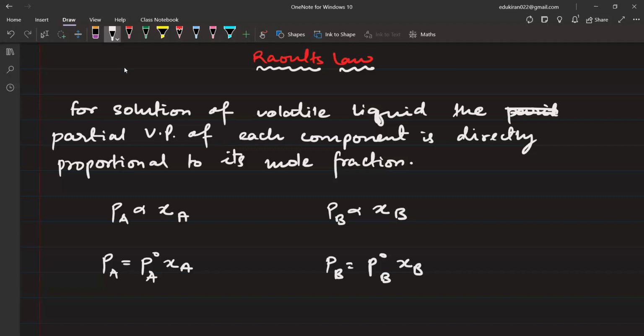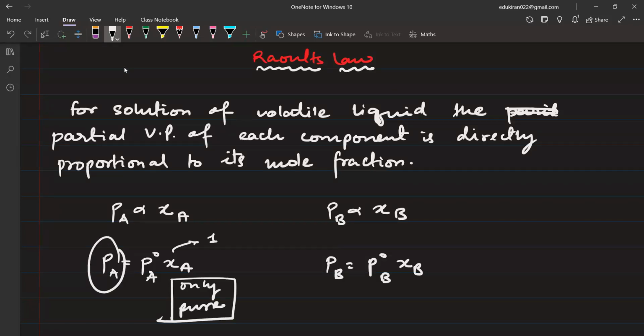Now what is P naught A and what is P naught B? You can listen here very carefully. When chi A is equal to 1, it means we have only A in the solution. That means we have pure A in the solution. And when we have pure A in the solution, whatever the vapor pressure is because of A, so you can see PA is equal to P naught A when chi A is equal to 1.